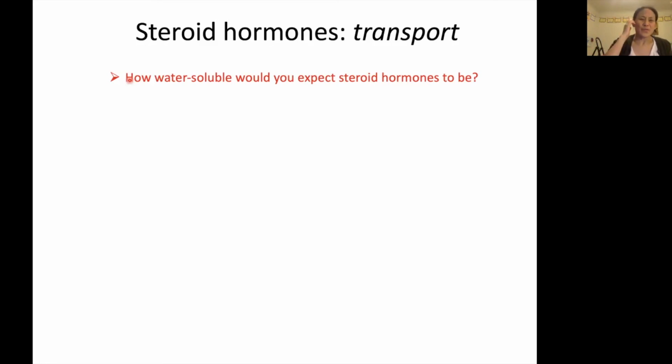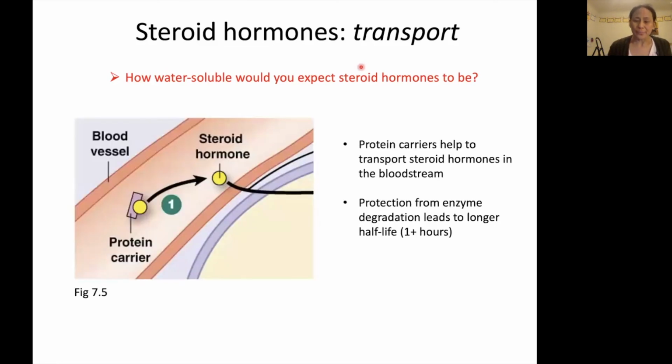Okay, so hopefully you wrote down something. And we did cover this in the last slide, so I hope you were able to answer this question fairly easily, right? Steroid hormones are not going to be very water soluble. They're hydrophobic, okay? But what I'm illustrating on this slide is some of the implications of that, okay? Because steroid hormones are not very water soluble, they're not going to be able to dissolve easily in the plasma. They're not just going to be able to float around in the plasma the way we saw with peptide hormones.